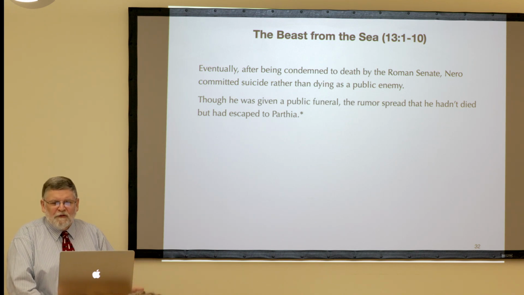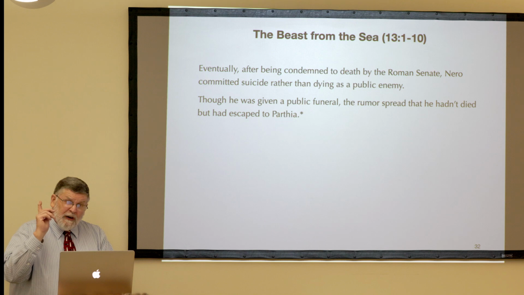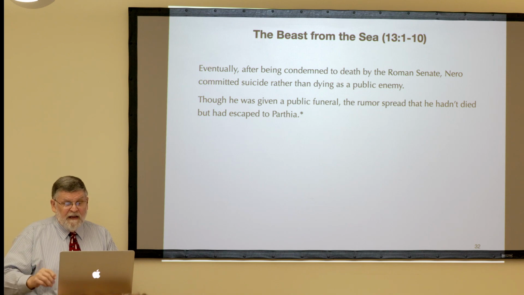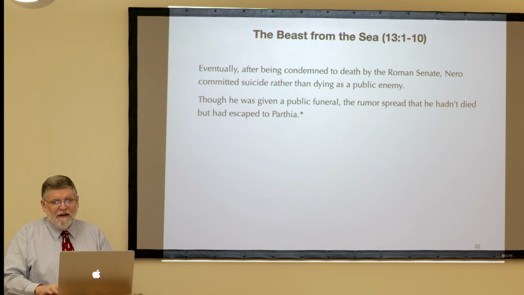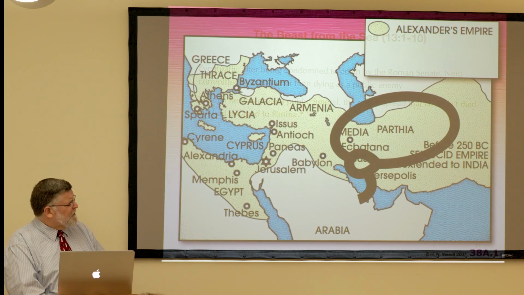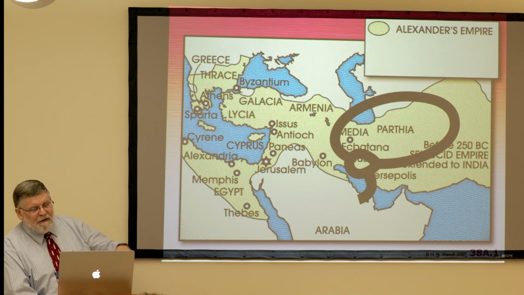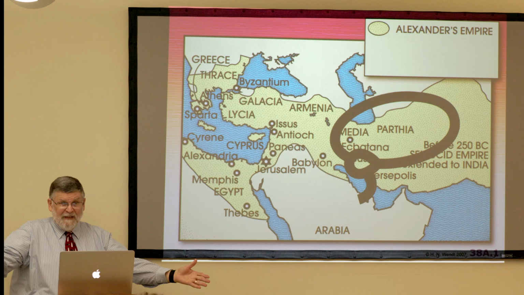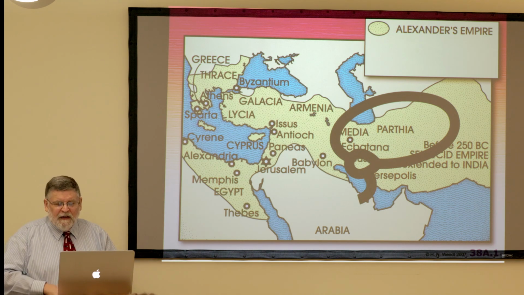I don't know if you know much history about it, but he was condemned to death by the Roman Senate. Instead of having this public death, he committed suicide. Even though he had a public funeral, the rumor going around is that he's still alive, that he escaped to Parthia. I pulled up a map from some other stuff. Forget the other things around there. The big lasso was around. Yeah, that's the area it came from. So it's over in that area. And today in the world, that would be what country?